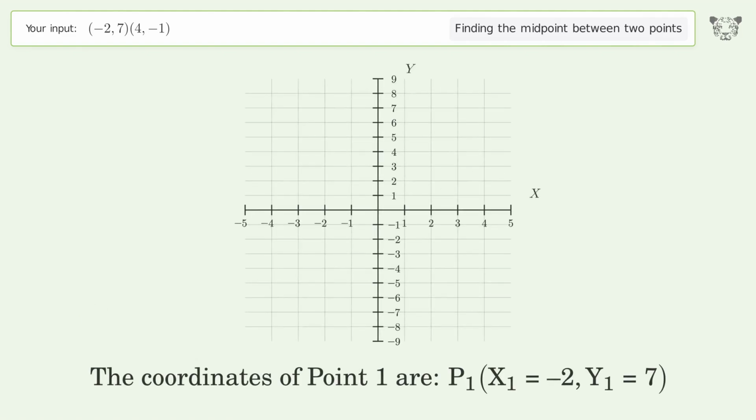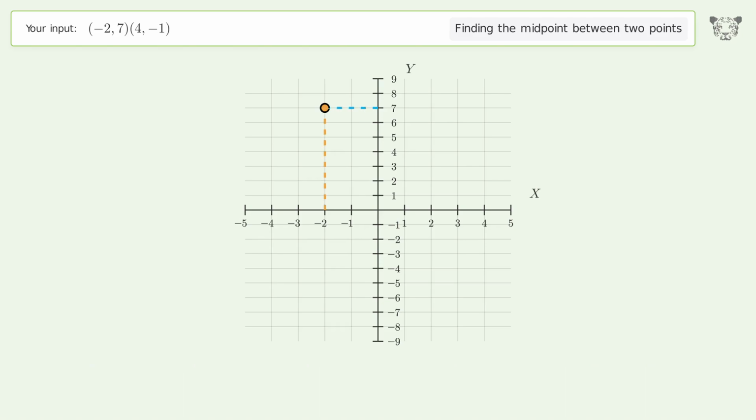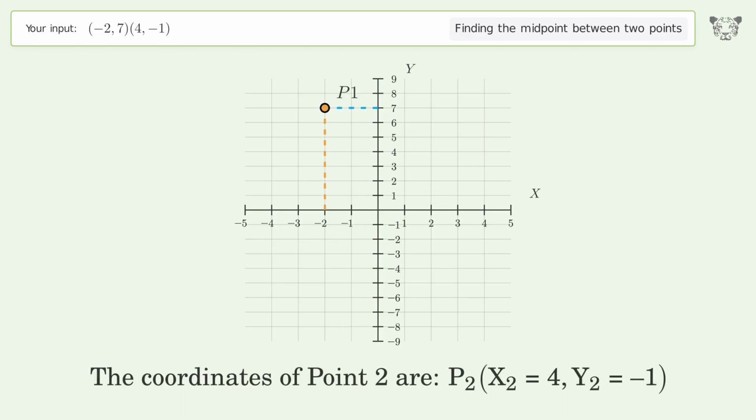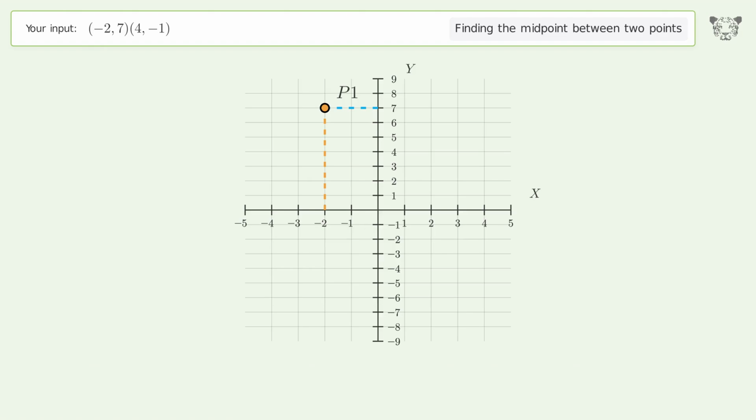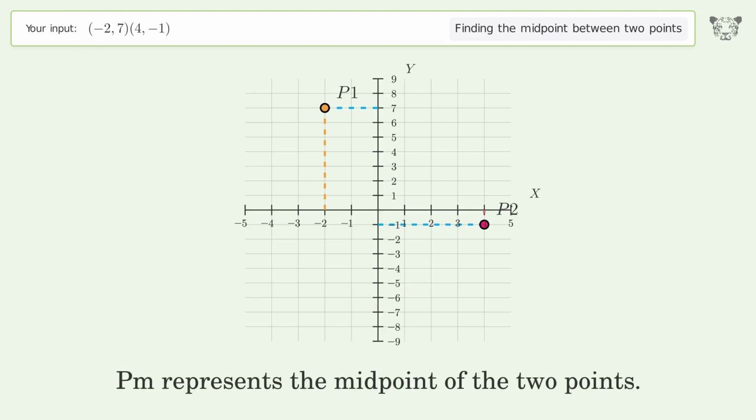The coordinates of point 1 are x1 equals -2, y1 equals 7. The coordinates of point 2 are x2 equals 4, y2 equals -1. PM represents the midpoint of the 2 points.